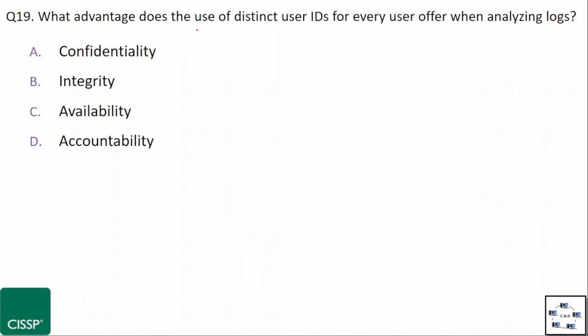Question number 19. What advantage does the use of distinct user IDs for every user offer when analyzing logs? The options are option A, confidentiality, option B, integrity, option C, availability, and option D, accountability. And this is a very straightforward question and straightforward answer, and it is accountability.